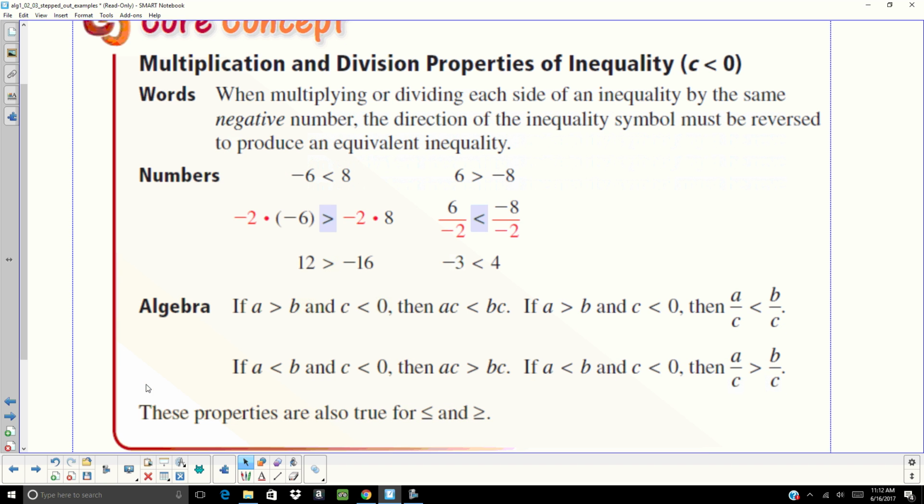All right, this one is kind of the tricky one, the one that is easy to forget if you don't use it a lot. When you are multiplying or dividing by a negative, you have to flip the direction of the inequality sign. That's what this is saying right here. If you're multiplying or dividing by a negative, flip the direction of the inequality sign.